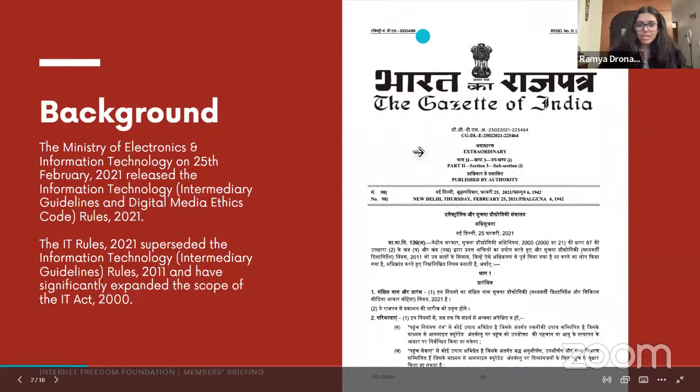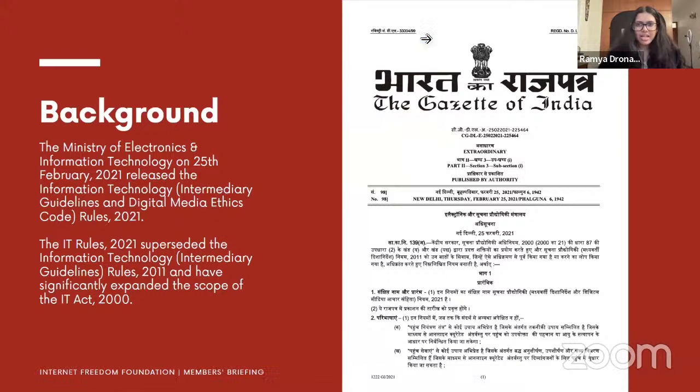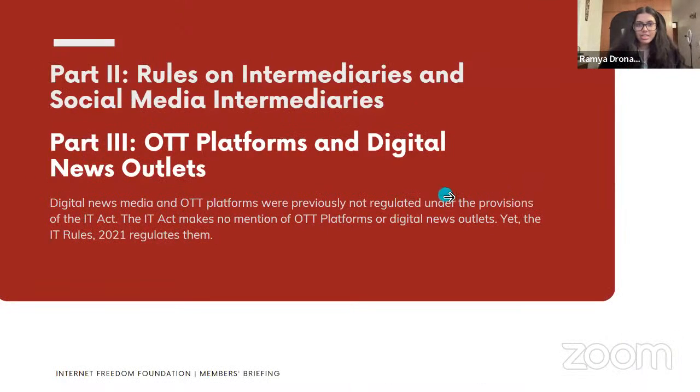So to start us off, what are the issues with the IT rules 2021 when they came out firstly in February? The IT rules significantly increased control on three groups. One is intermediaries, including social media intermediaries, and a new classification called significant social media intermediaries. Second is OTT platforms like Netflix, Hotstar, Hulu, etc. And third is digital news outlets.